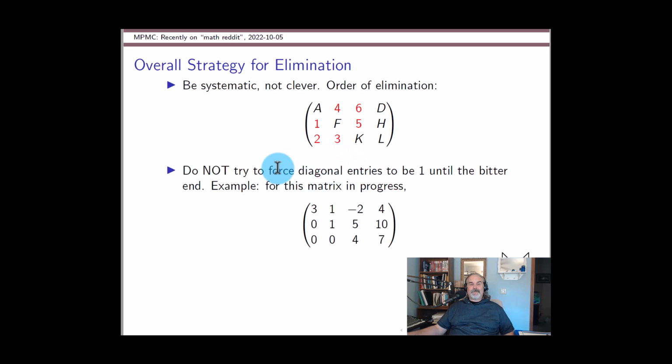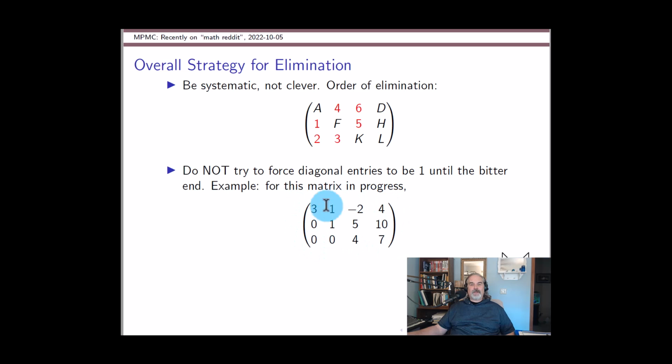And that's one of the things that I saw tripping people up the most, is that people get hung up on making sure these diagonal entries become ones, and sometimes people force that way too soon, which then introduces yucky fractions and makes things gross. Okay, so in general, don't worry about putting ones on the diagonal until the bitter end.